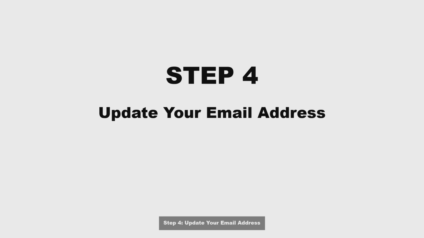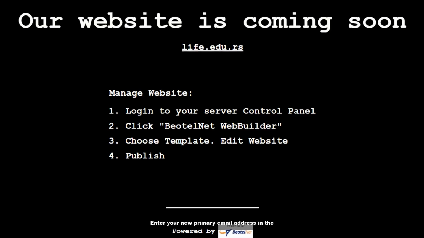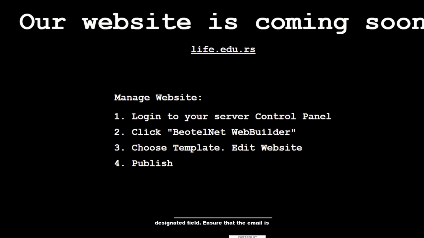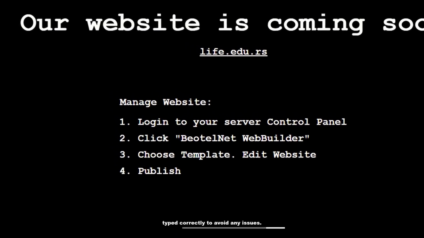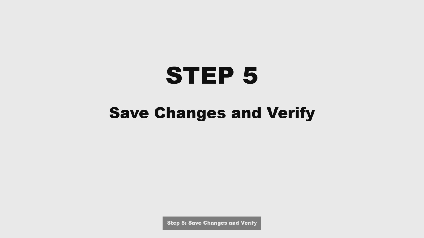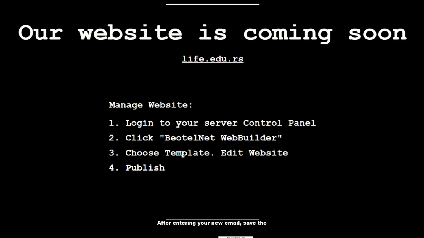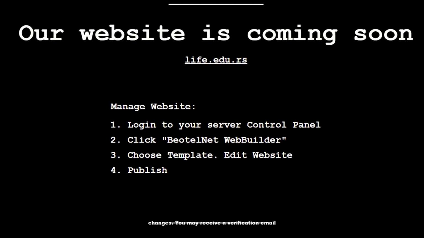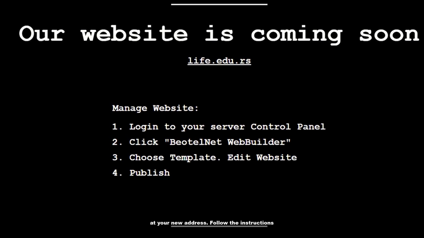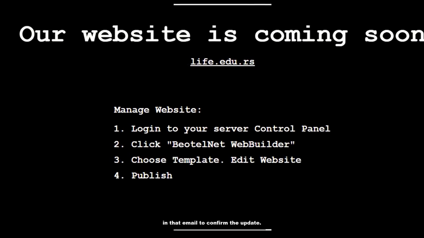Step 4. Update your email address. Enter your new primary email address in the designated field. Ensure that the email is typed correctly to avoid any issues. Step 5. Save changes and verify. After entering your new email, save the changes. You may receive a verification email at your new address. Follow the instructions in that email to confirm the update.